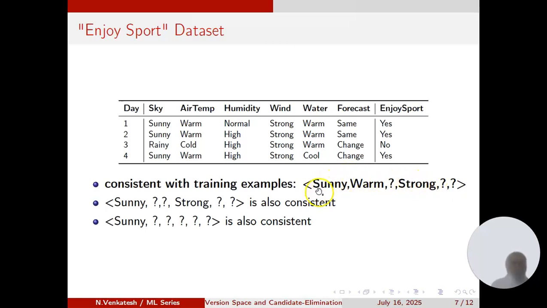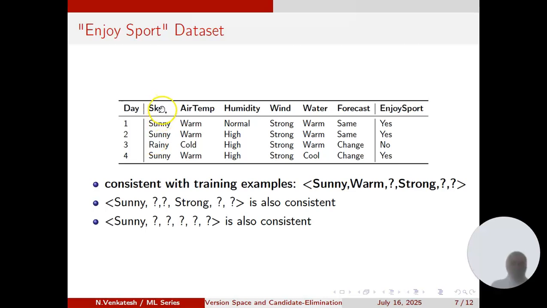So this is a hypothesis which satisfies all the training examples. Not only this hypothesis: if you consider the sky condition is sunny, and the air temperature can be anything, and humidity can be anything, and wind is strong, and water condition is anything, and forecast is anything, that is also consistent with these training examples. Because if you consider all positive examples where you have sunny in sky and wind is strong, that is also consistent with the training examples.